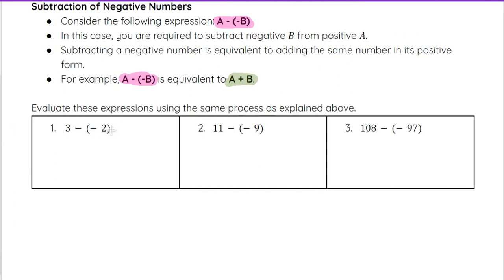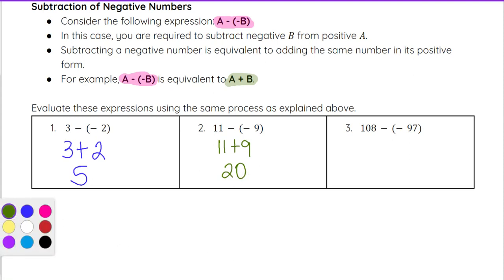So 3 minus negative 2 is really the same as 3 plus positive 2. 3 plus positive 2 is 5. On number 2, we see 11 minus negative 9. This is really 11 plus 9, which is 20. And then finally, 108 minus negative 97. This is really 108 plus positive 97.